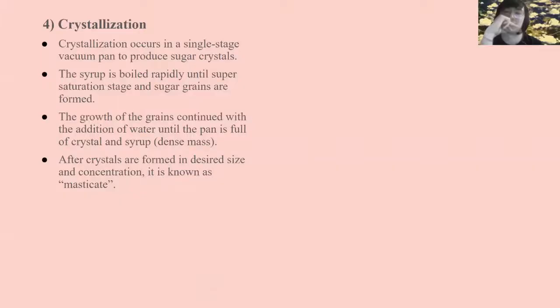Next slide, please. The fourth major unit operation is crystallization. Crystallization takes place in a single-stage vacuum pan to produce sugar crystals from the syrup. The vacuum pan boils the syrup until it reaches the supersaturation stage. As soon as the saturation point has been exceeded, small grains of sugar are added to the pan, which is called strike. The growth of the grains continues with the addition of water until the pan is full of crystal and syrup. As the crystals are formed in desired size and concentration, it is known as massecuite. Next slide, please.